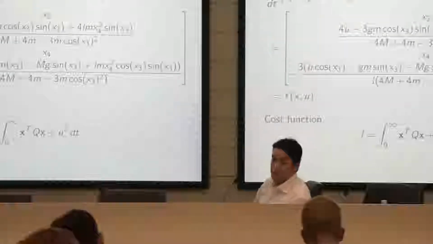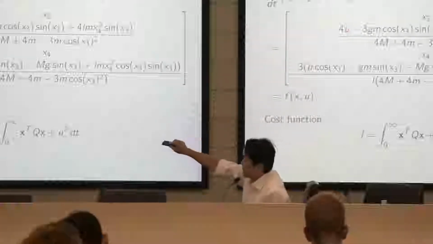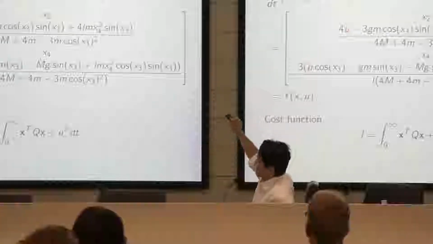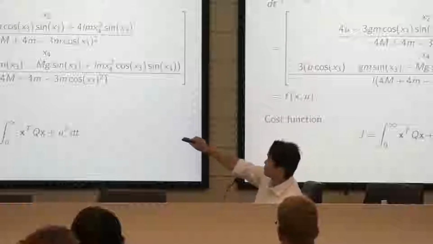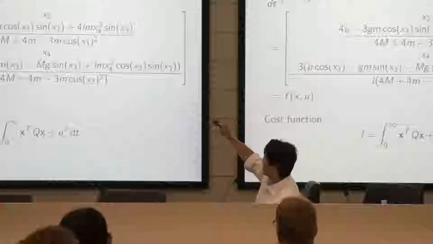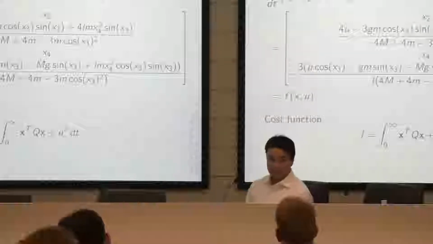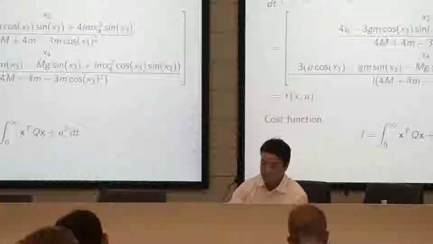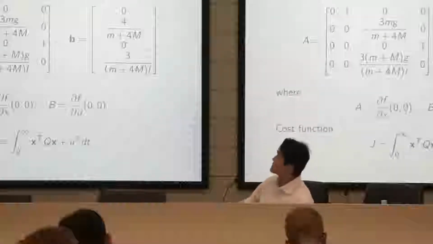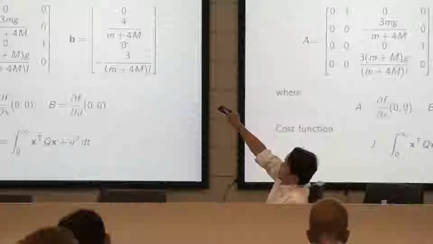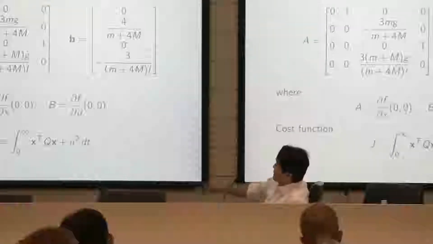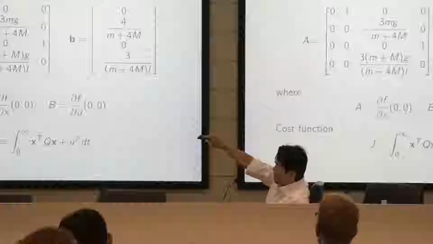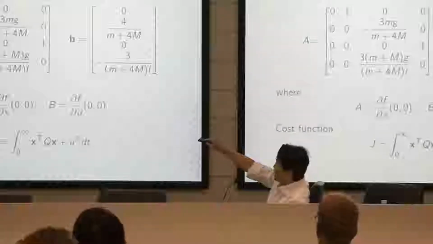0, 0, 0, 0. That's the equilibrium. And also U has to be 0. Equilibrium means that this right-hand side has to be 0. So U also has to be 0, and all of these are 0. And at this place, we linearize this nonlinear system. Then we get this A matrix, B matrix. A is from the Jacobian matrix of F with respect to x. So this is a 4 times 4 matrix.